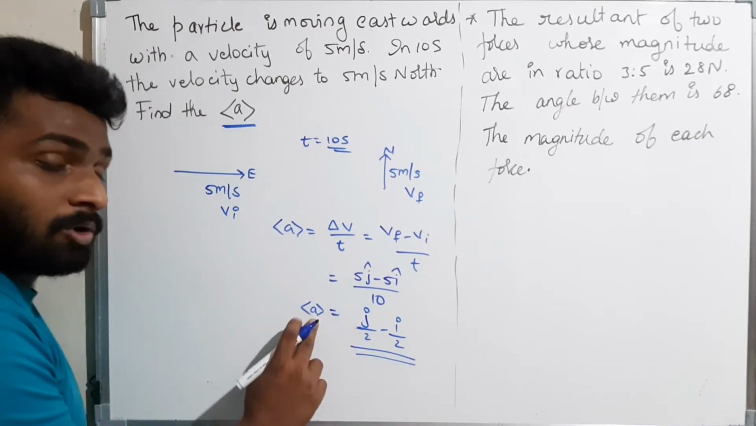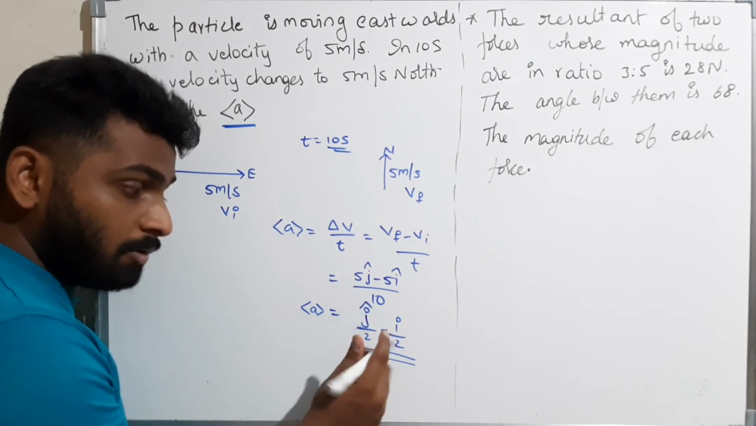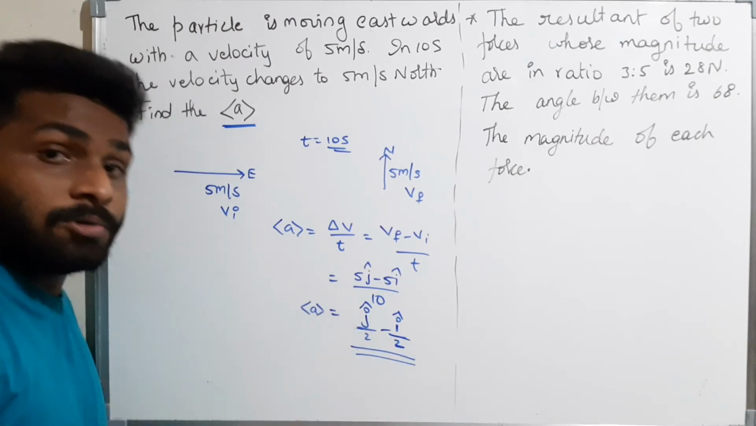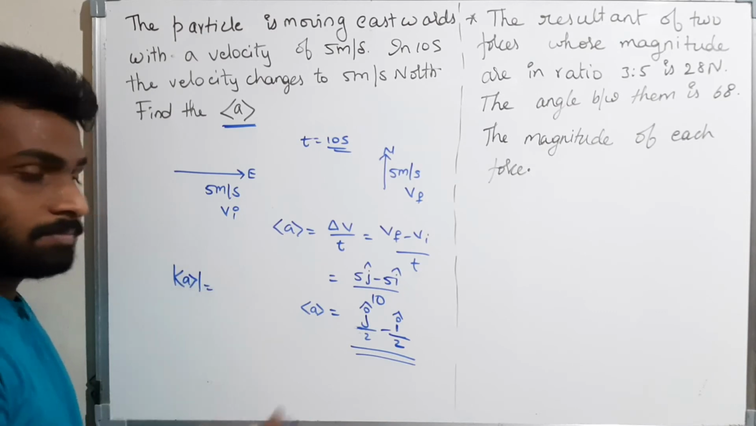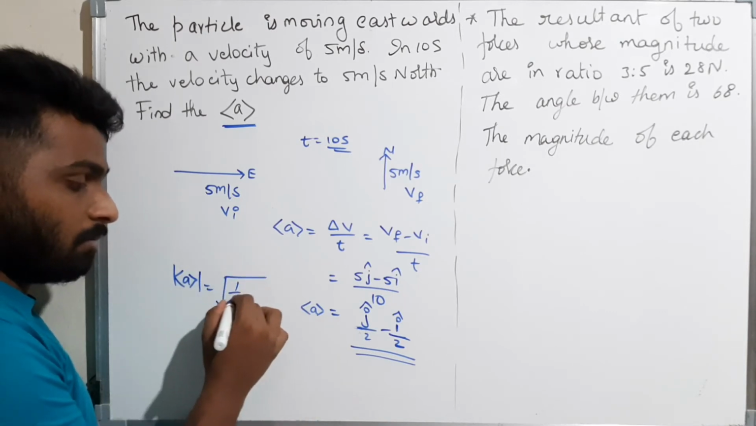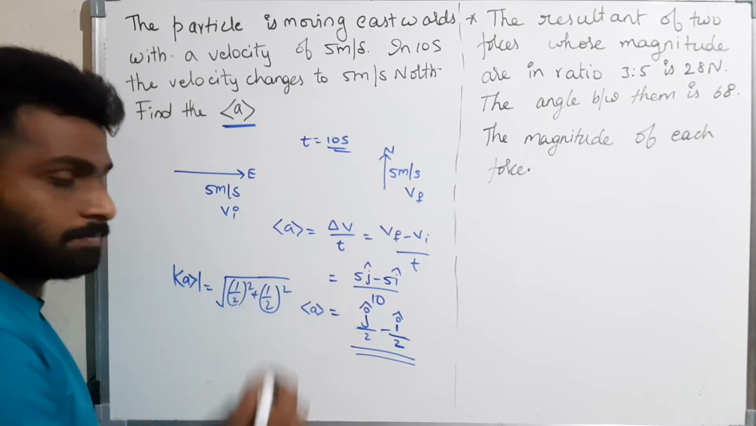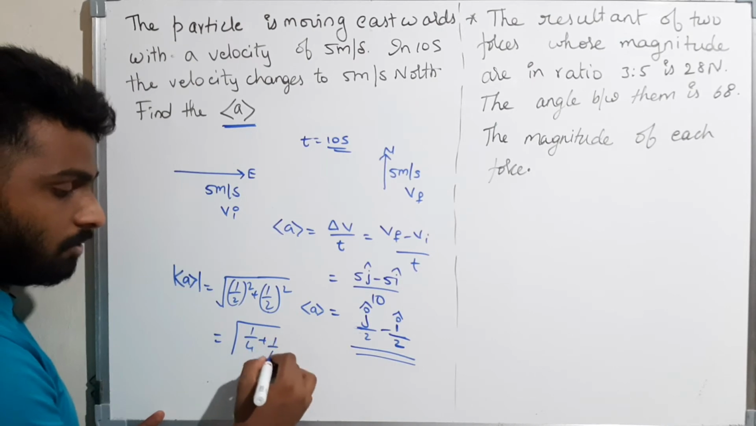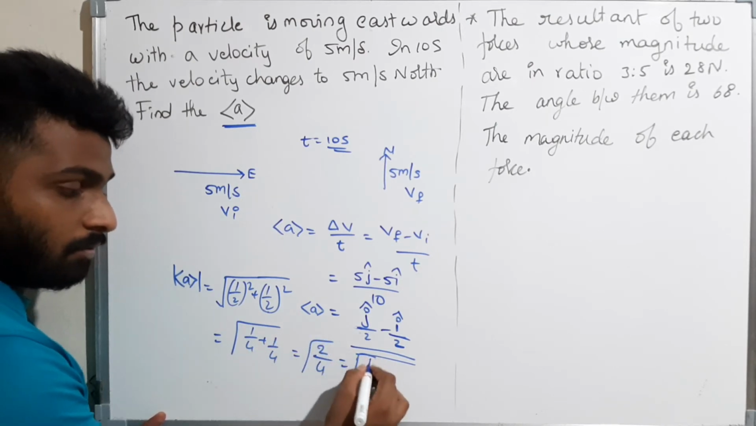In the vector form, if they want to find the average acceleration, this is j cap by 2 minus i cap by 2. If they want to find the magnitude, what is the magnitude? Root of (1 by 2) whole square plus (1 by 2) whole square. Now what is the value? This is root of 1 by 4 plus 1 by 4, which is nothing but root of 2 by 4, which is nothing but root of 1 by 2.